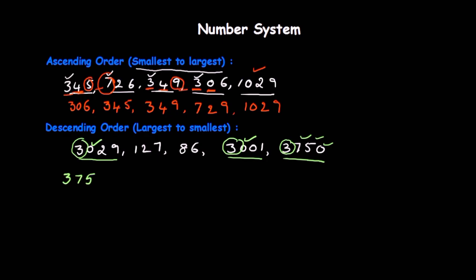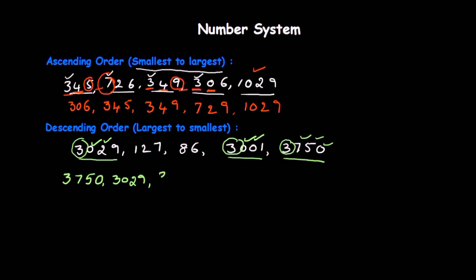The next largest number is when we check 3029 and 3001. The hundreds place and thousands place are equal here, so now we are focusing on the tens place: 2 here, and here it is a 0. When comparing 2 and 0, which one is more? That is 2. So 3029 is the next largest number. The next one is 3001, so we write 3001.